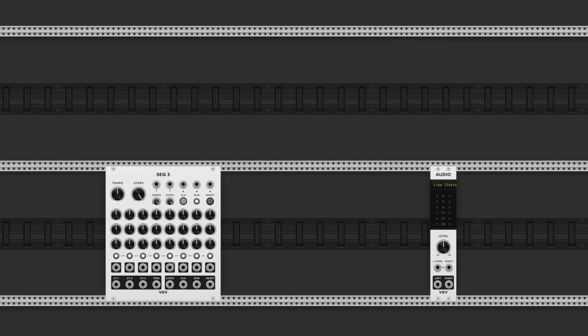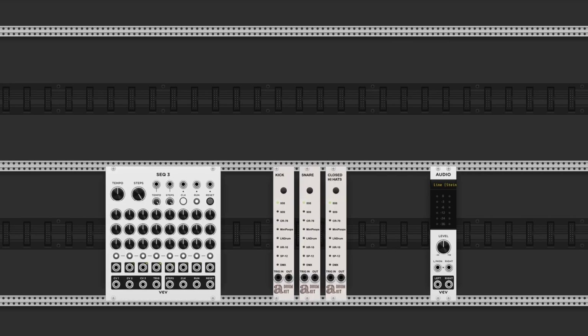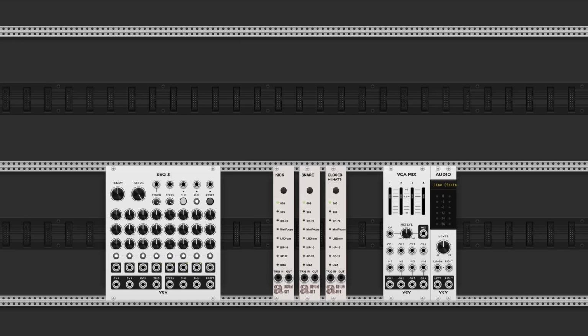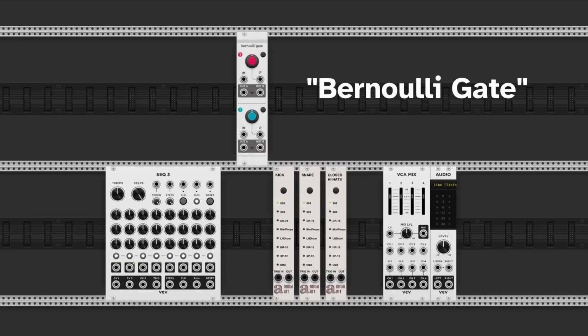Hello. Today I'll share a method you can use to create randomized drum beats in VCV Rack. I'll be doing this using only free software. We'll need a step sequencer, something to generate drum sounds, a mixer, and a Bernoulli gate.